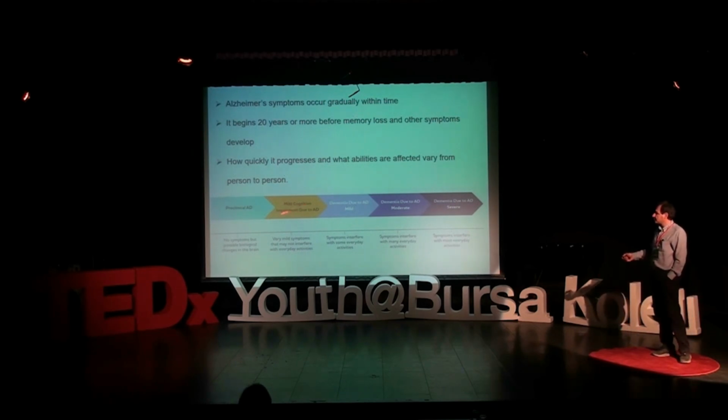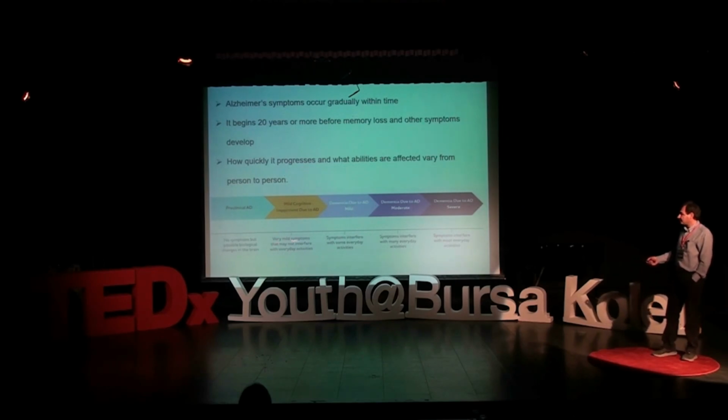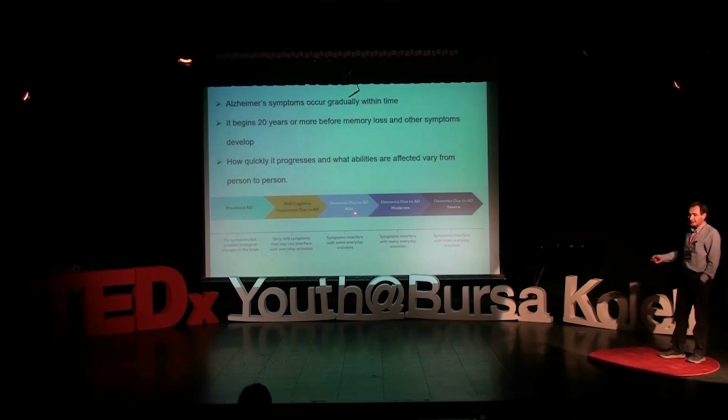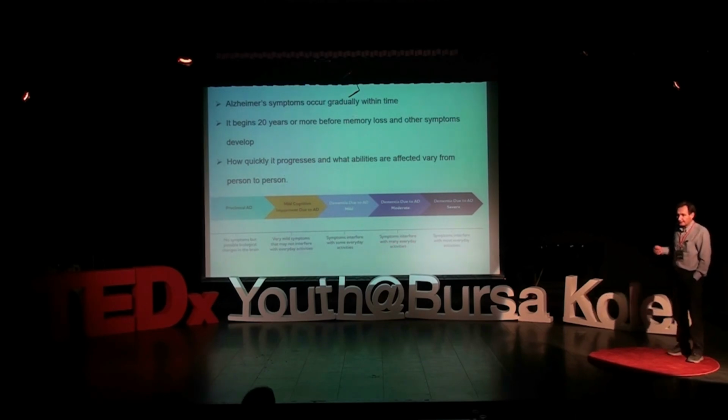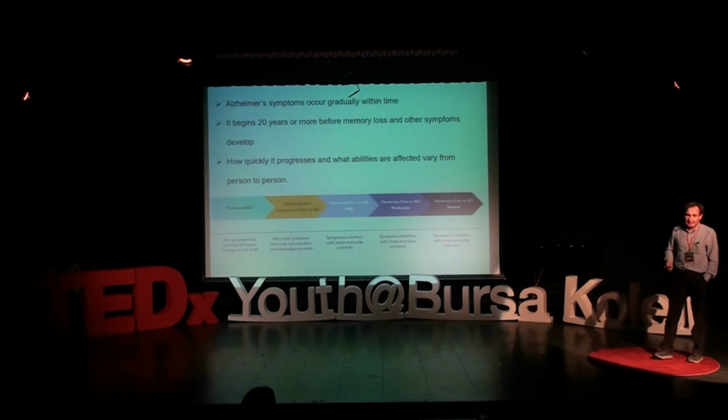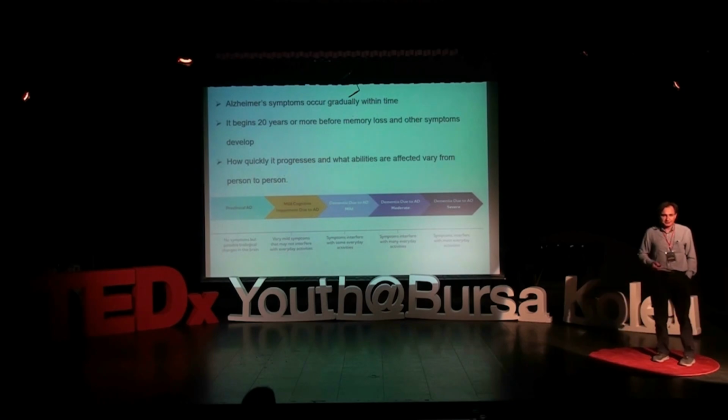In the mild cognitive impairment stage, there are very mild symptoms that may not interfere with everyday activities. So the person still goes on working, studying, and doing the everyday activities like each one of us. In the next stage, the mild Alzheimer's stage, symptoms interfere with some everyday activities. In the moderate stage, symptoms interfere with many everyday activities. And in the final severe Alzheimer's stage, symptoms interfere with most everyday activities, which is just before the death.